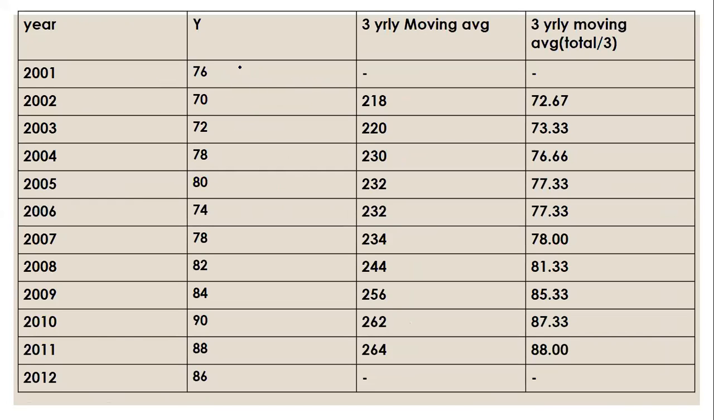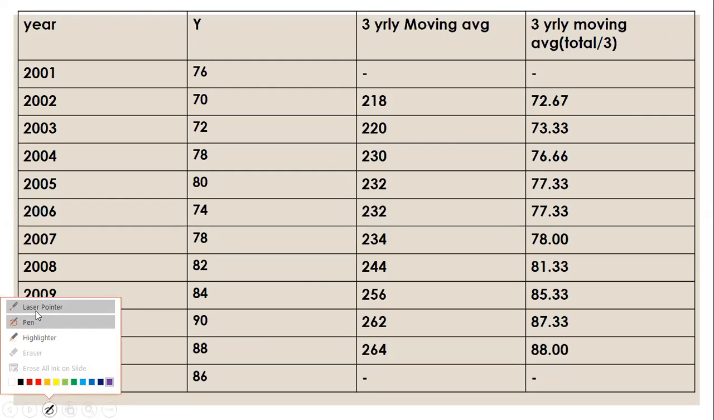So what we will do is take the years into consideration, and then this dependent variable, and then the 3 yearly moving average. This will be your actual data. Now, for any graph, if you remember from the previous semester when we learned graphs, we have to define the scale. Correct? Let us see how to do that.